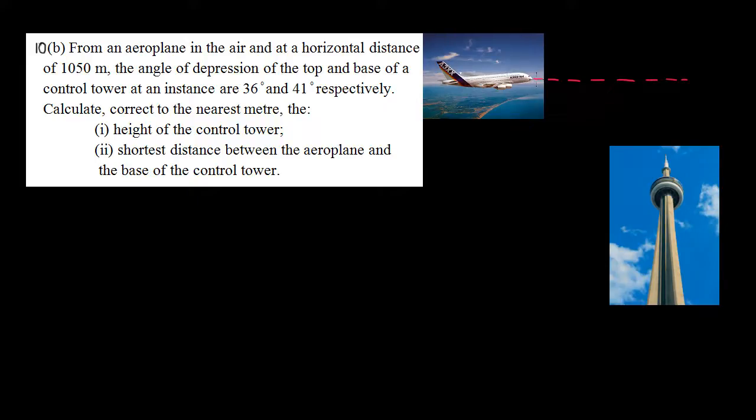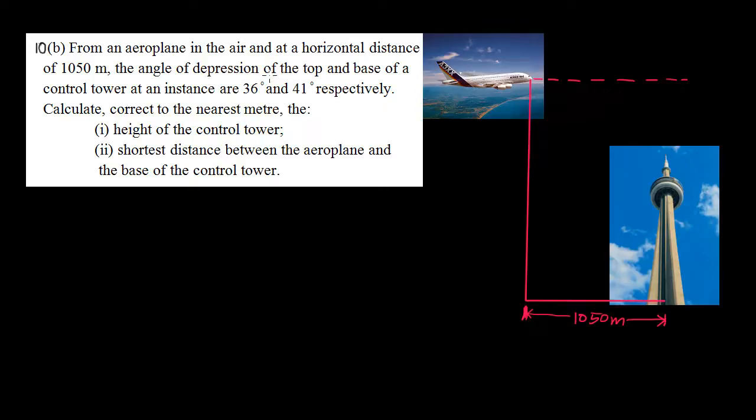Imagine the aeroplane was just going horizontally like this. That means if we have the vertical distance between the aeroplane and the control tower to be this, all right, it means the horizontal distance will be this. This would be the horizontal distance. Let's just take the horizontal distance between the aeroplane and the control tower, let's take this as 1050 meters. This is 1050 meters.